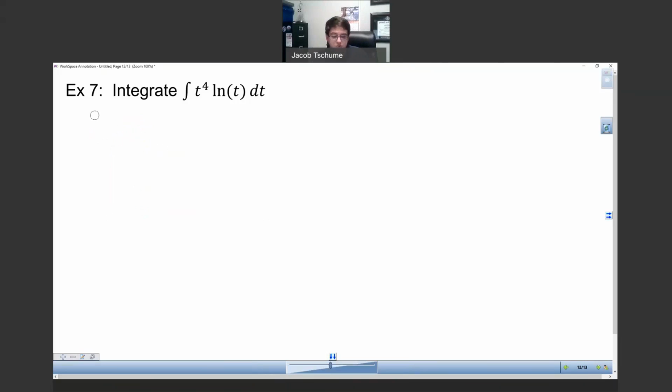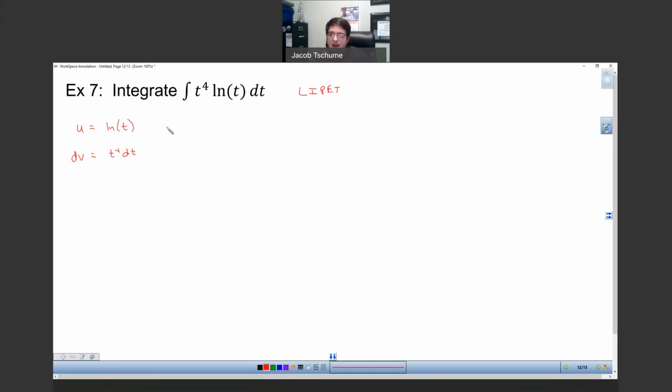So we're not going to do tabular method. Instead, we're going to go back to the problems we did earlier. We need to define what our u and our dv term are. Once again, using the idea of LIPET. Since there is a logarithmic function, I'm going to let that be my u, so ln of t. And then everything else, the t to the fourth and the dt will become my dv term.